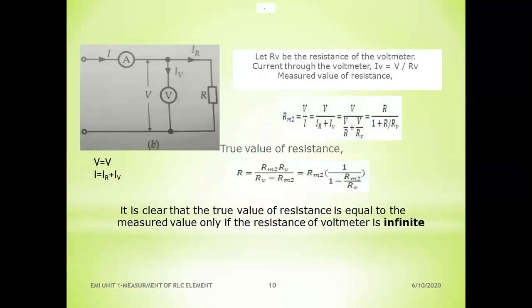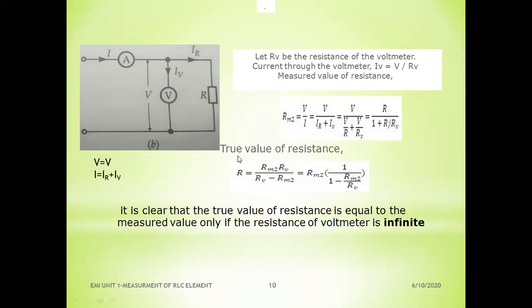For this case, the voltage is the same, but the current is divided. Iv is the current passing through the voltmeter, and IR is the current passing through the unknown resistance. That means here the current is the sum of IR plus Iv. When we measure the unknown resistance, denoted by Rm2, by Ohm's law it is V divided by I. Therefore, V divided by I, where I is the summation of the two currents. Therefore, we get this formula.